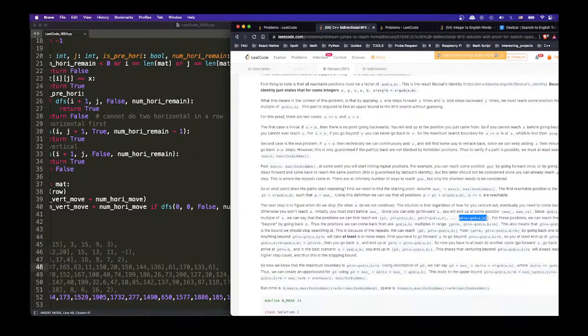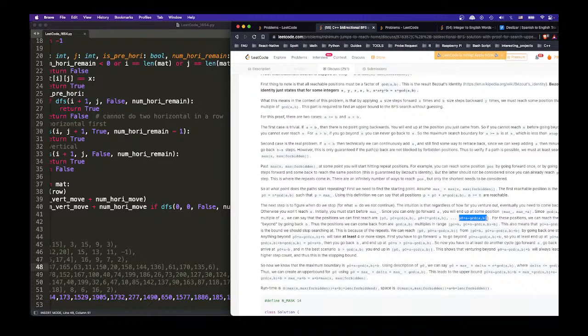I think I got it. A minus GCD AB plus B is the furthest we can go. No, that's actually no. It's maximum. It's n times GCD AB plus A minus GCD AB plus B. This is the largest we can go.